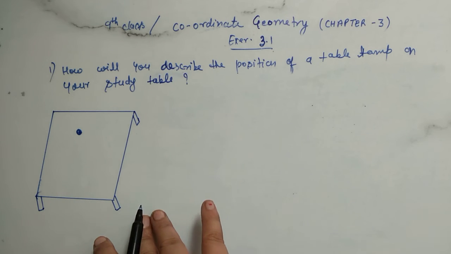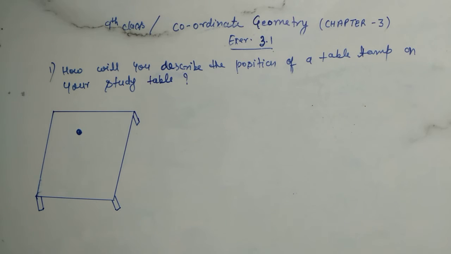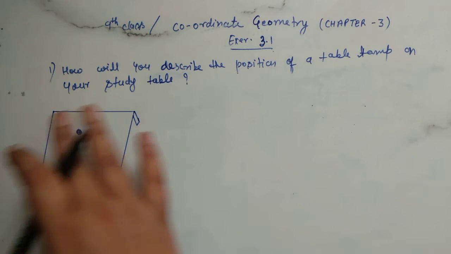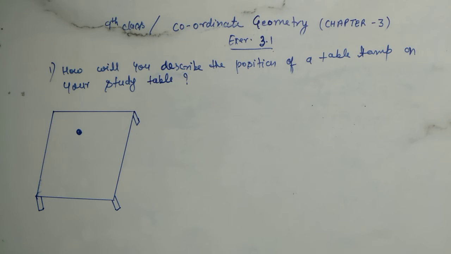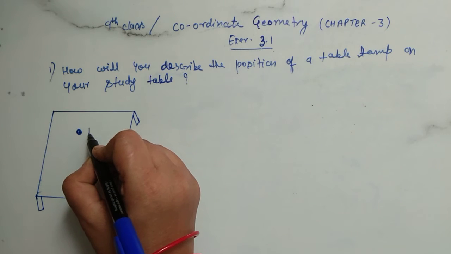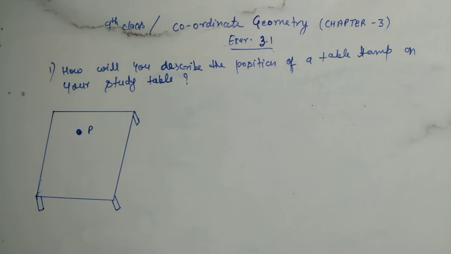So this is our study table and this is the lamp on my study table, and I have to define where that lamp is located on my study table. First of all, I am considering that this is the top of my table and this is the position P, the position I have given for the lamp. Now I have to define its position on this table.